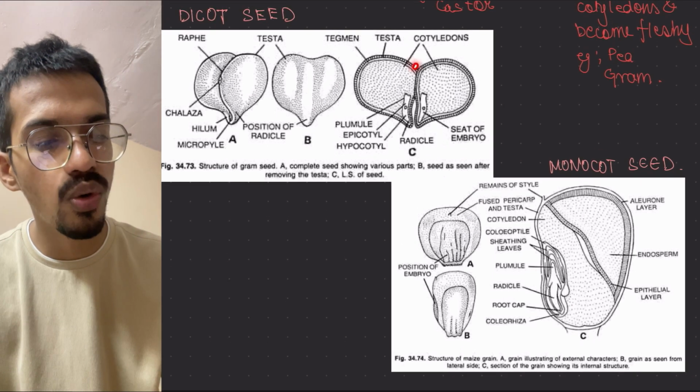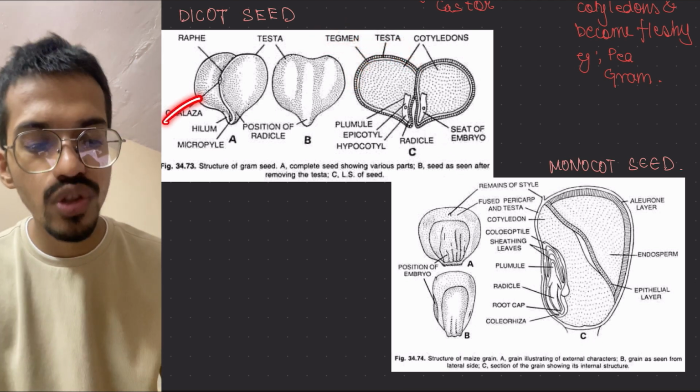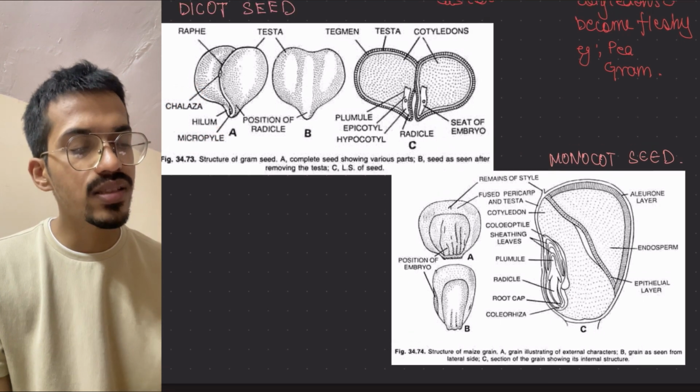Now I have told you that the outermost seed layer is called the testa. The innermost seed layer is called the tegmen. Very simple. What are the chalazal and micropyle? These are the ends, we will learn about them later on. Next are the monocot seeds.